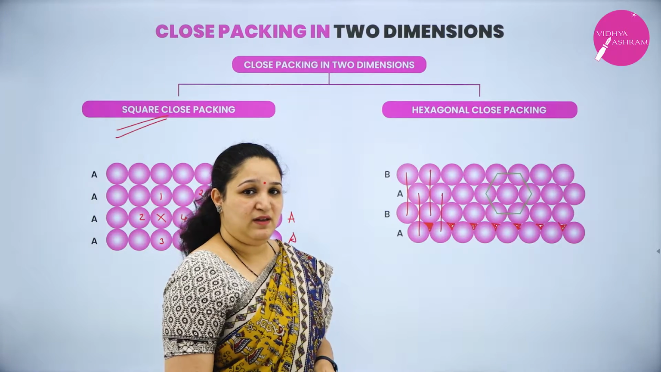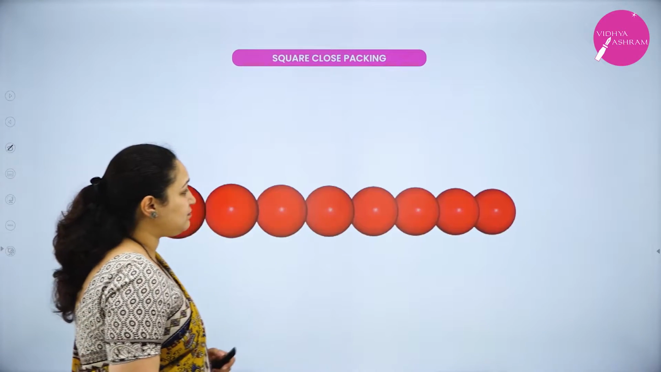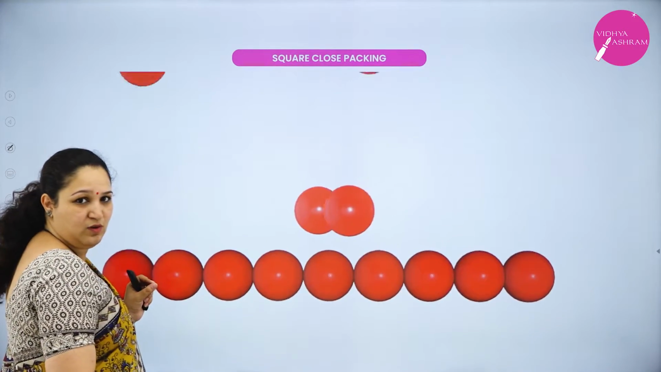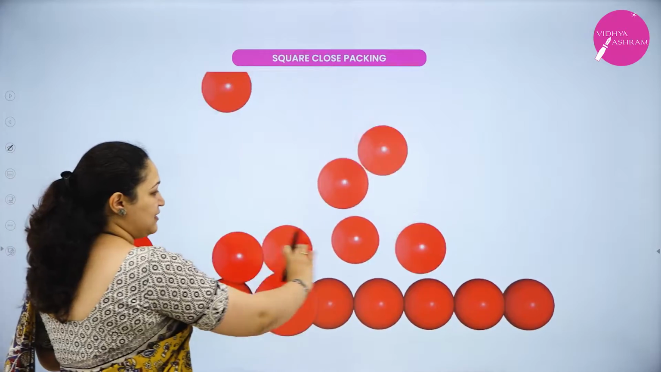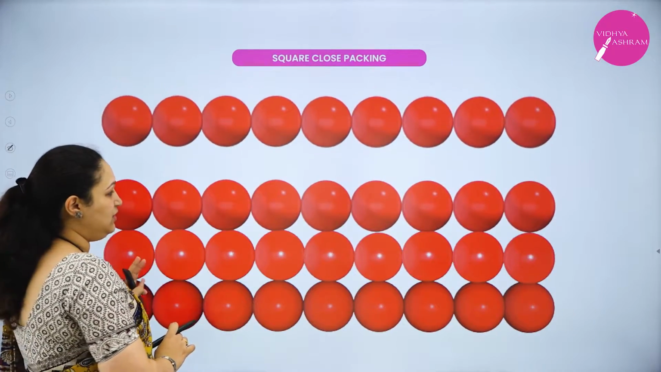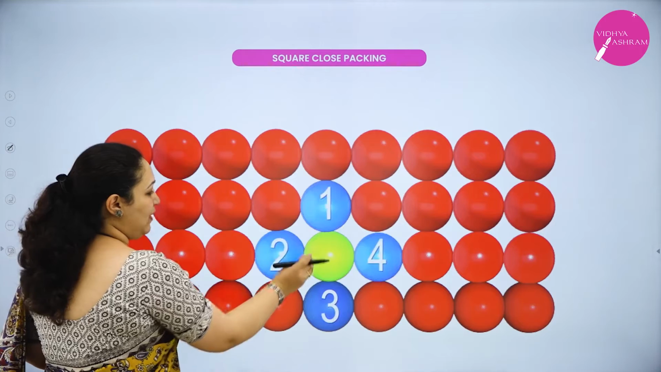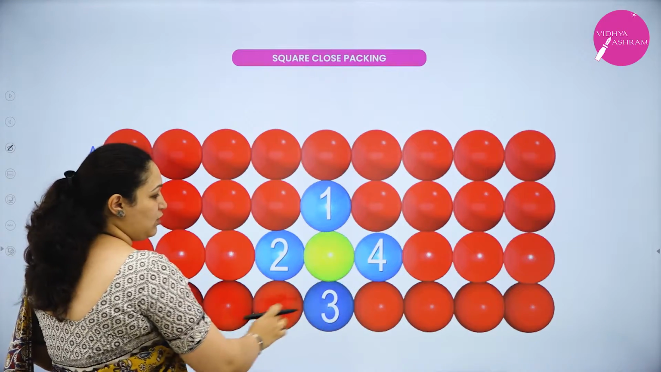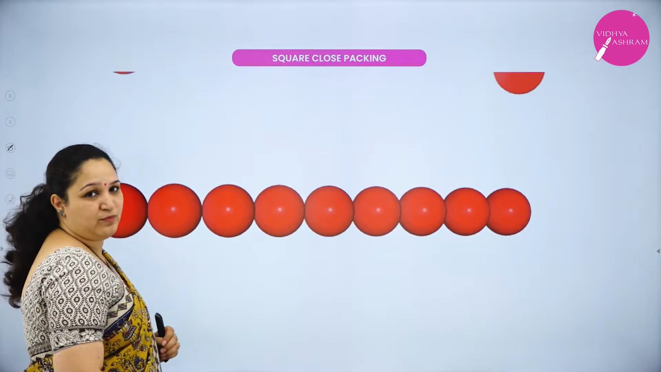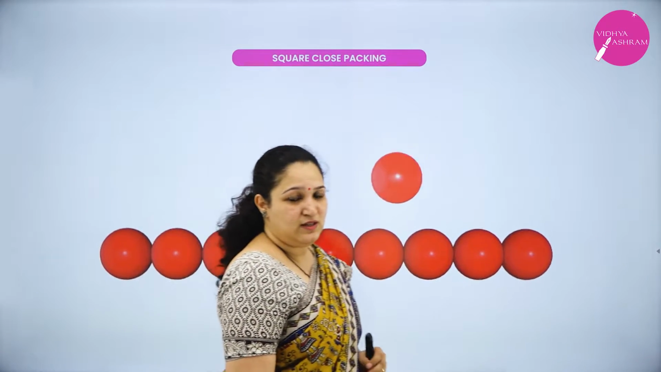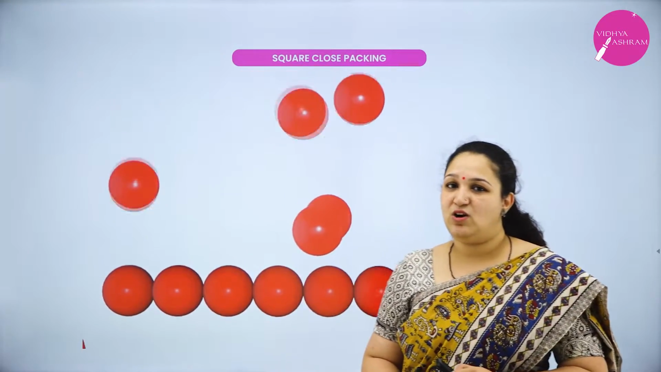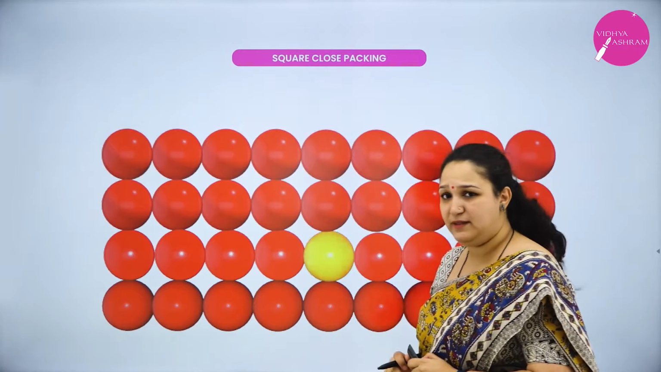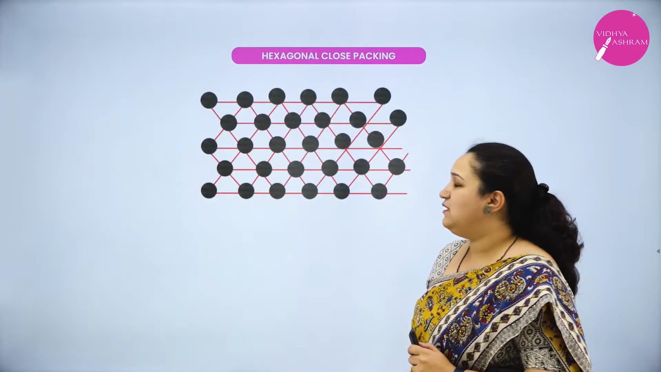To understand this better, I will again show you all. For square close packing, you see, I have one layer of one dimension, then the second layer of one dimension, then the third, then the fourth. One particle is in the center. How many nearest neighbors does it have? 4. So the coordination number is 4. I hope you all have understood this particular packing. What is it called? Square close packing. Correct?